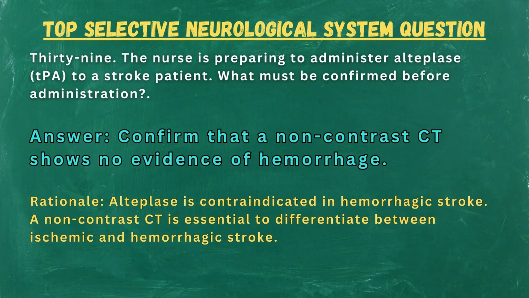39. The nurse is preparing to administer alteplase, TPA, to a stroke patient. What must be confirmed before administration? Answer. Confirm that non-contrast CT shows no evidence of hemorrhage. Rationale. Alteplase is contraindicated in hemorrhagic stroke. A non-contrast CT is essential to differentiate between ischemic and hemorrhagic stroke.